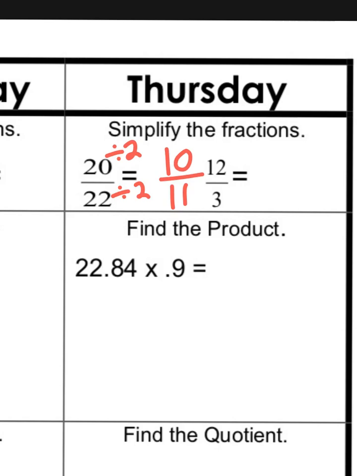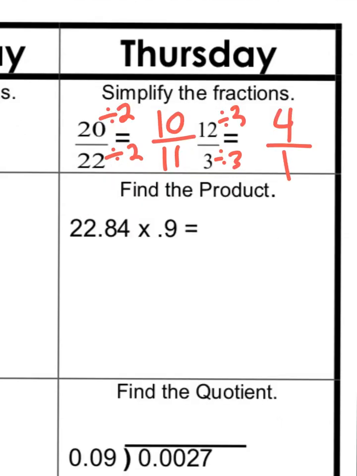For the other number, 12 divided by 3, we can divide both numbers by 3, because 12 divided by 3 gives you 4 and 3 divided by 3 gives you 1. So essentially 12 divided by 3 is the same thing as 4 divided by 1 because they're both equal to 4. For the next one, it says find the product.